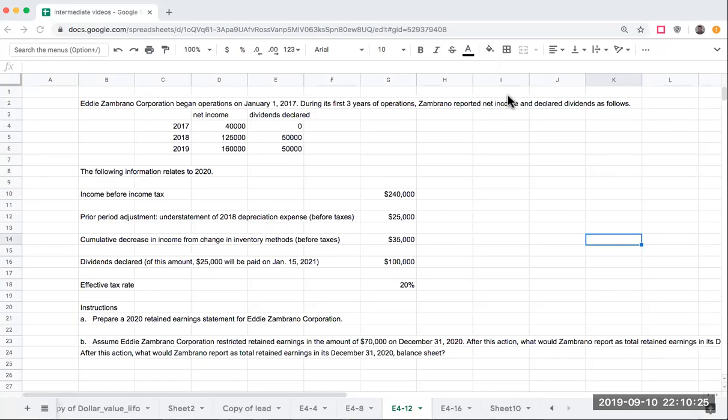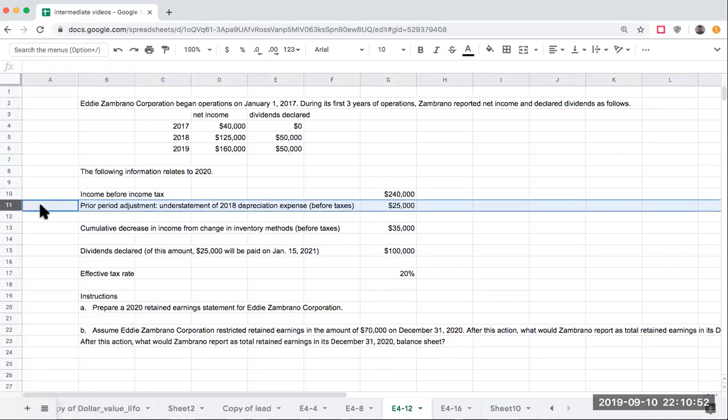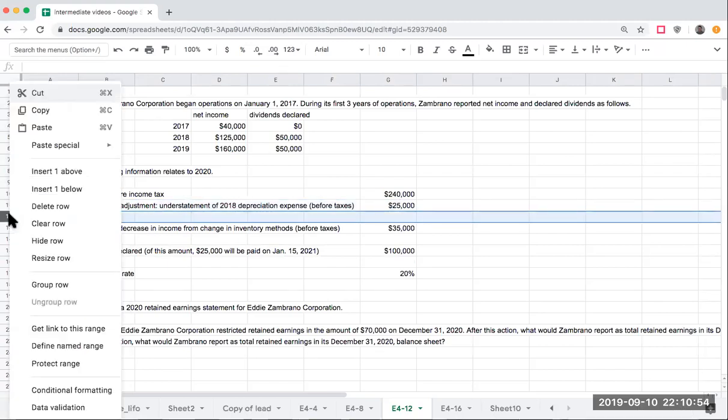This is Kieso Weygandt 17th edition, exercise E4-12. We're given this company, Zambrano Corporation, and some additional information about various prior period adjustments. We're basically asked to go through and prepare a statement of retained earnings for Zambrano Corporation.